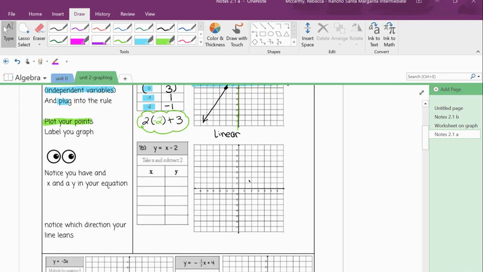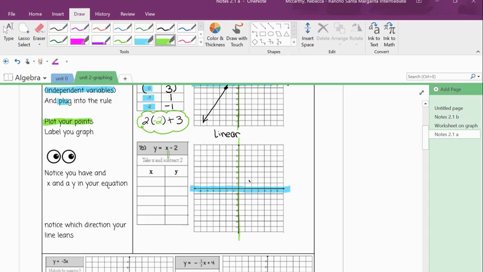Now let's look at this one. So here I have y equals x minus 2. It has a y and an x, so I know it's going to go through my x-axis, and it will also go through my y-axis, okay?